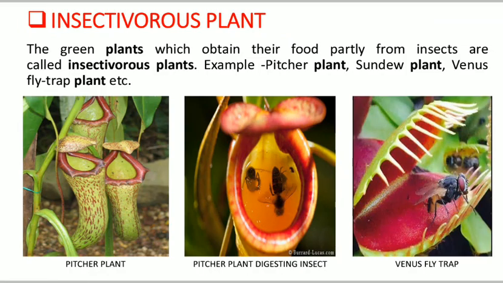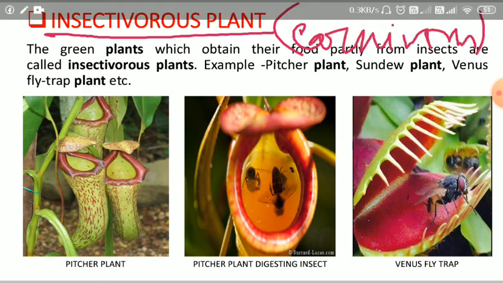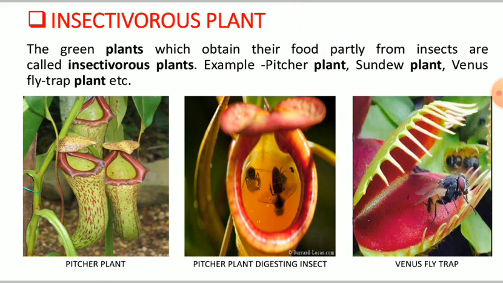So next part is the insectivorous plant. But do not get confused about the insectivorous plant as the parasitic plant, because parasitic plants, you have already seen the diagram about the amable or the cuscuta. Those are parasitic plants, but insectivorous plants are in another term known as carnivorous plants. Carnivorous, because they feed on what? They feed on different animals. Green plants which obtain their food partly from the insects are called insectivorous plants. And as they feed on insects, they are known as carnivorous plants. Some of the examples are the pitcher plant, sundew plant, and Venus flytrap.